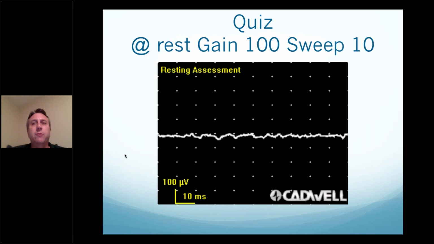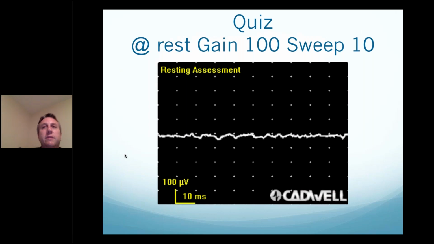So what do you think you saw on that one? Well, we're seeing increased insertional activity. But again, from what I'm seeing, it's not lasting. It's dying out. So it's not maintaining to be fibs and positive sharp waves. It's kind of similar to the previous one, where we saw the increase in insertional activity. This one lasted a little bit longer than the other ones did.